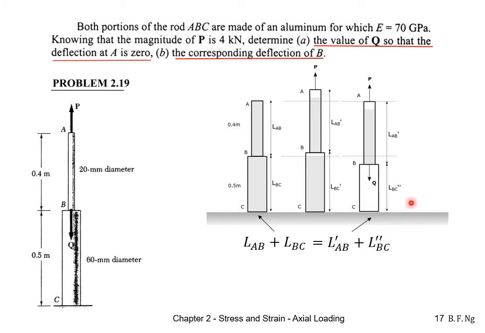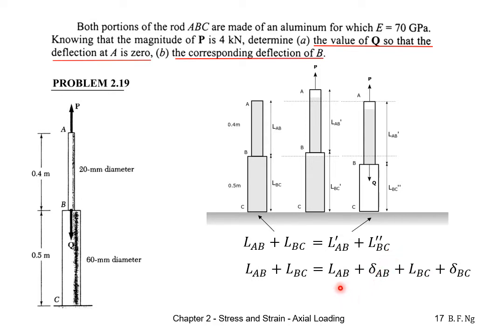The final length of the rod, as the question states, is that the deflection at A is 0. As such, the contraction at B here is so that it makes A go back to its original position. We can write the equation as such, where the initial length LAB plus LBC is equal to the final length LAB prime plus LBC double prime.